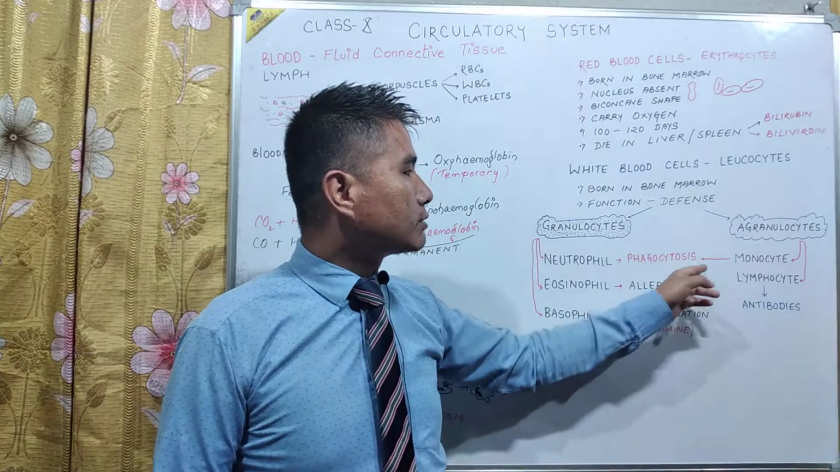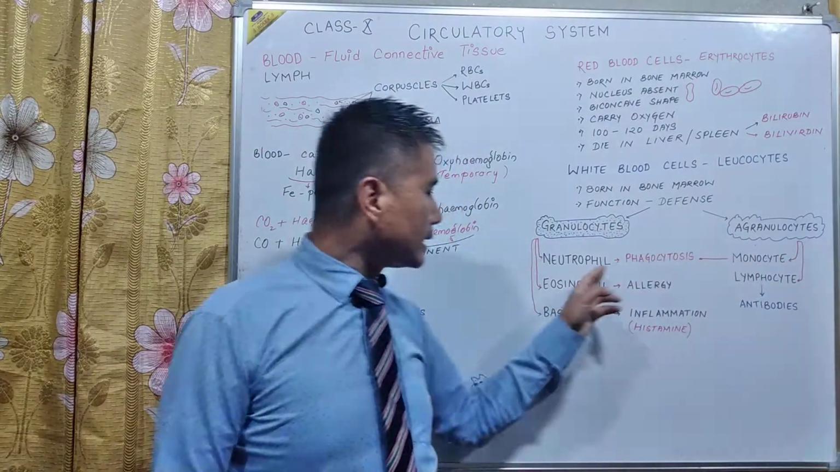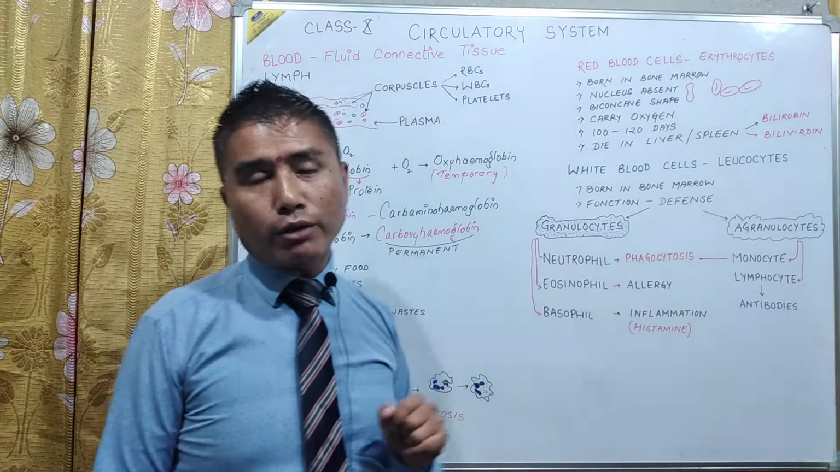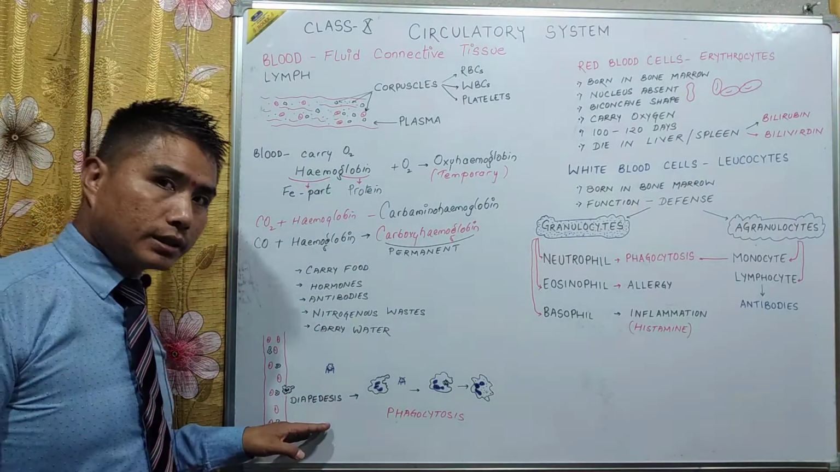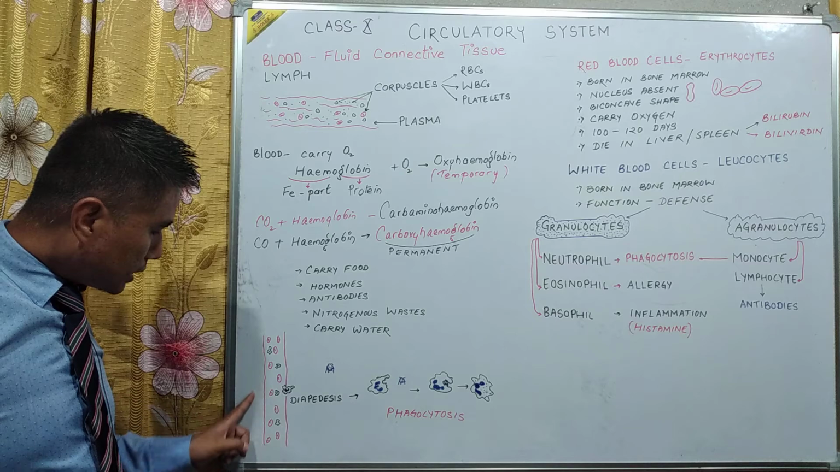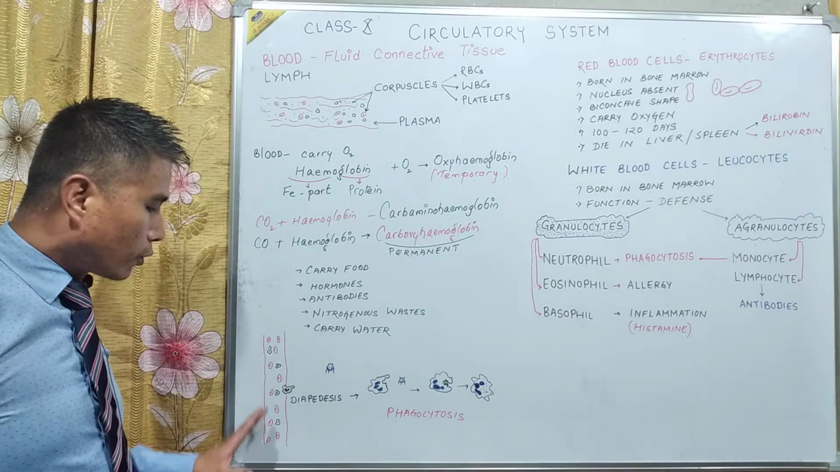Monocyte's main function is phagocytosis. So I have shown monocyte and lymphocyte, the main function is what? Phagocytosis. Now what is phagocytosis? Okay, here I have drawn a figure, see the diagram. This is a blood vessel and blood is flowing.